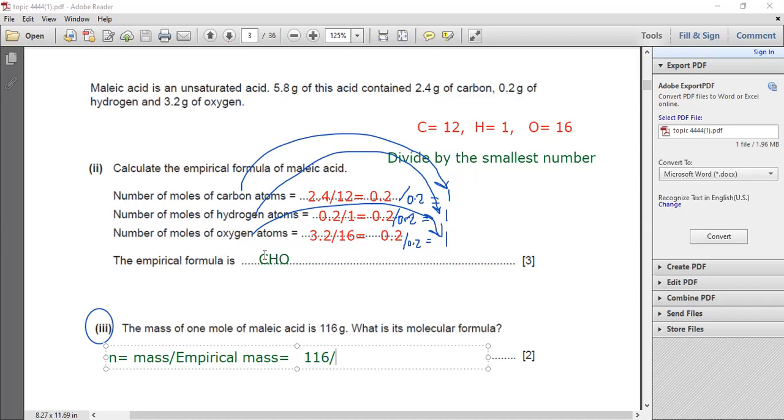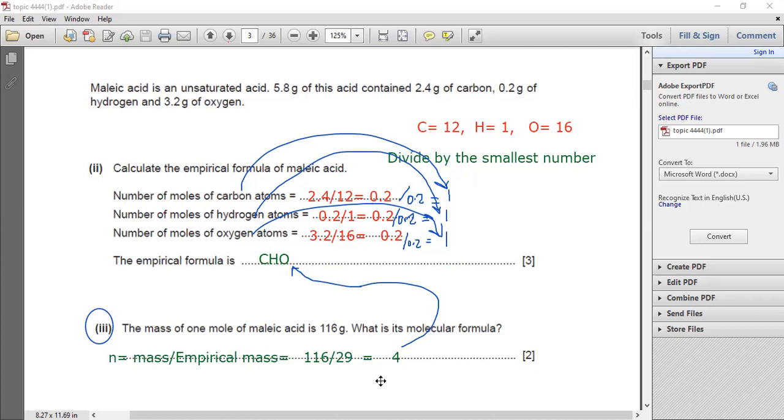Carbon is 12. Hydrogen is 1. So 13 together. Here you have oxygen, 16. 16 and 13 equal what? 29. 160 divided by 29 equals what, Ashraf? 4. What will I do with this number? Multiply by each one. Yes, so multiply by the empirical formula, by each element in the empirical formula.